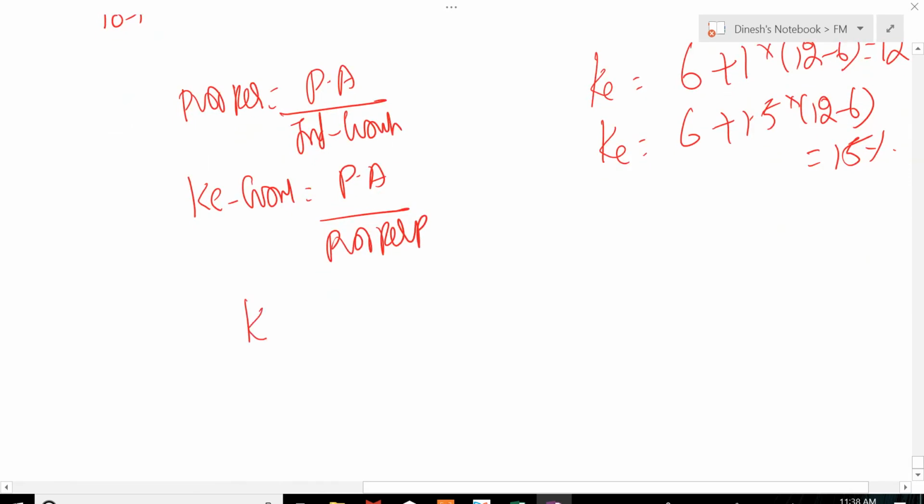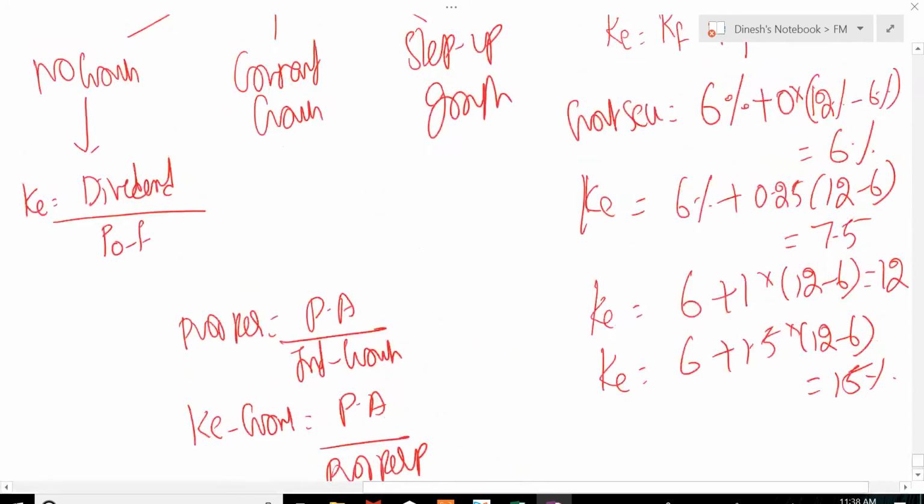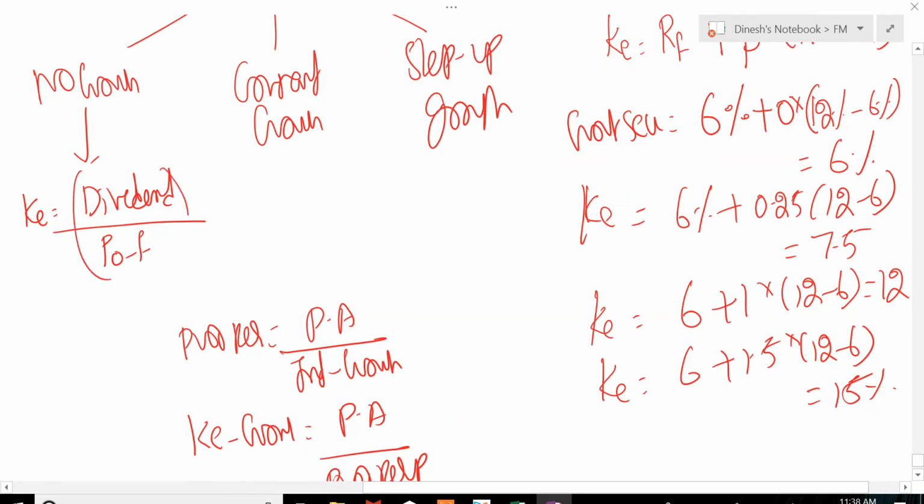Net it becomes K equals D1 divided by (P naught minus F), plus growth rate. D1 means the dividend of the next year. You'll have to add the growth rate to it. Now to explain again, the earlier formula is also plus growth rate only, but there the growth is 0. That's why it does not appear separately there. It's not that I've given you a new formula.